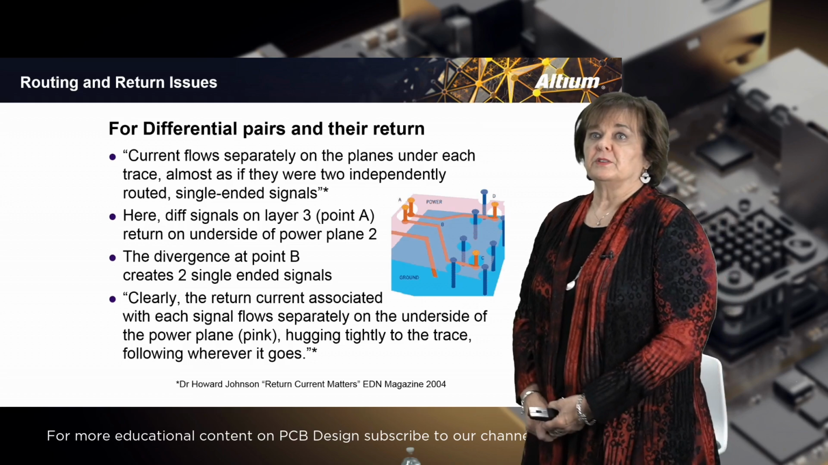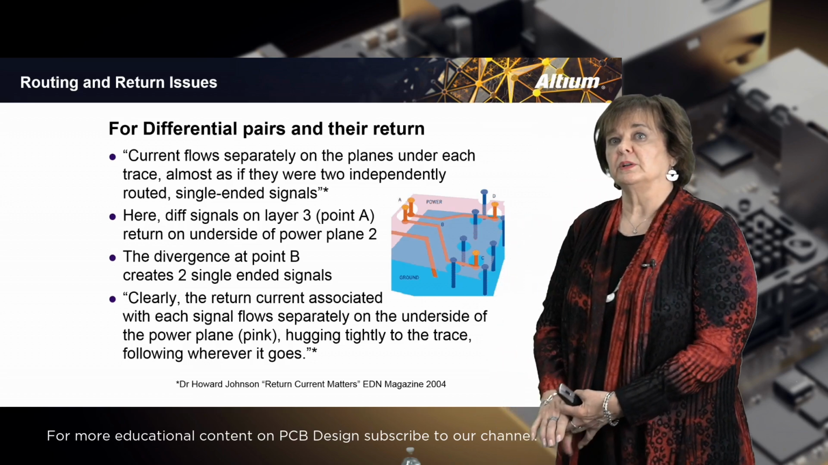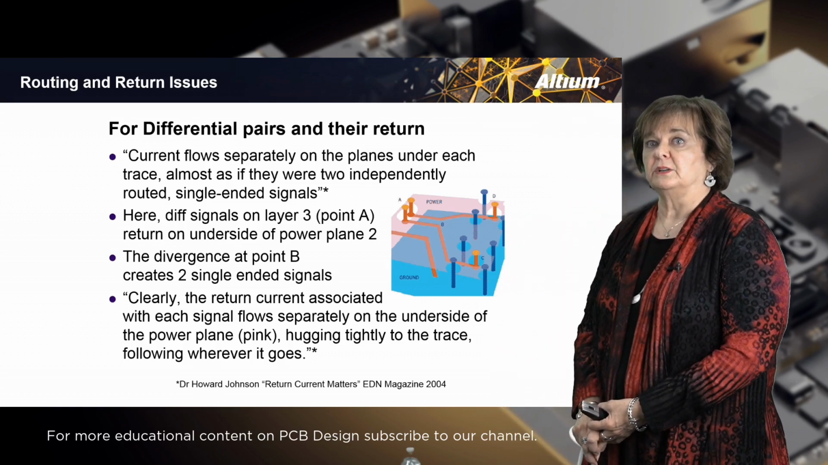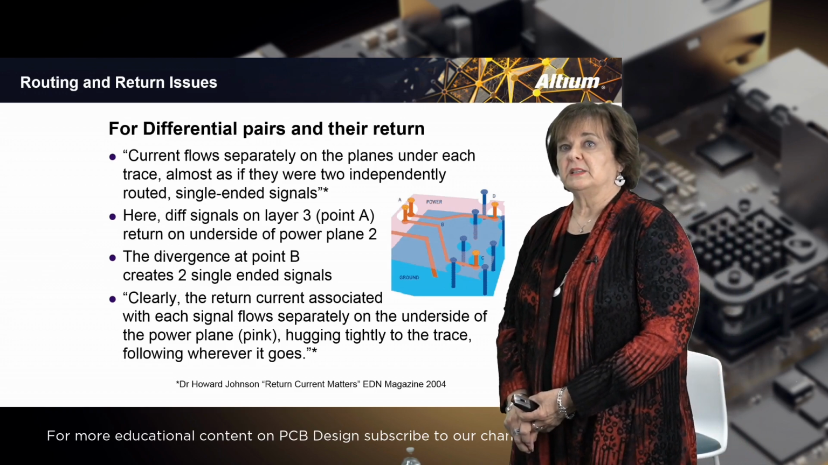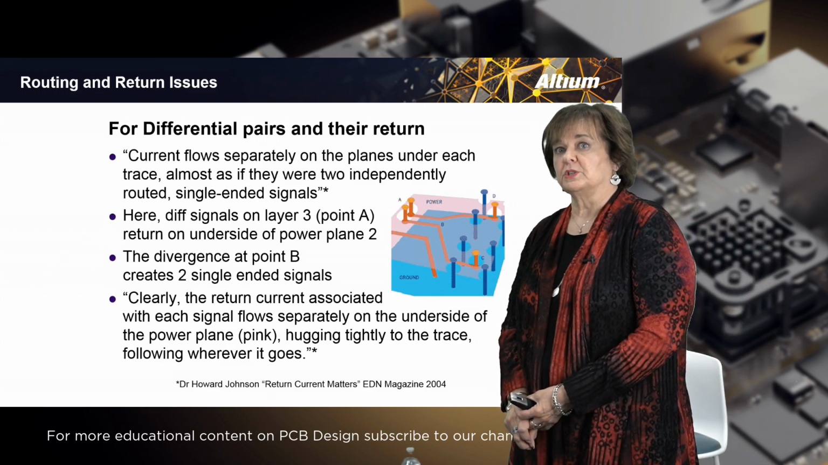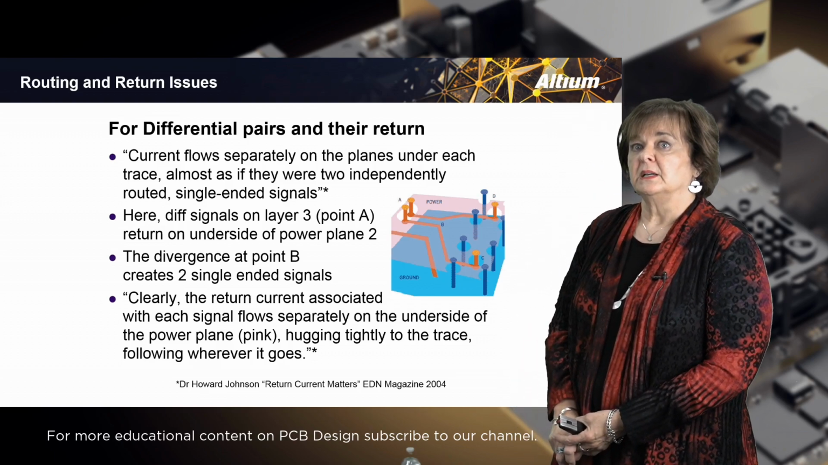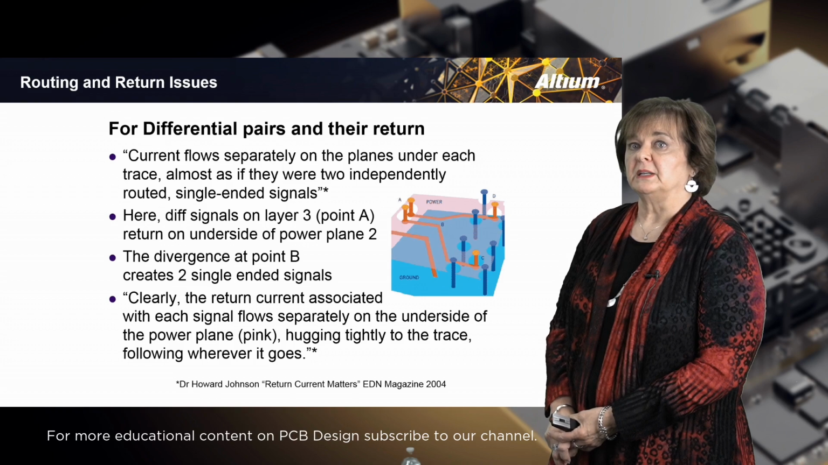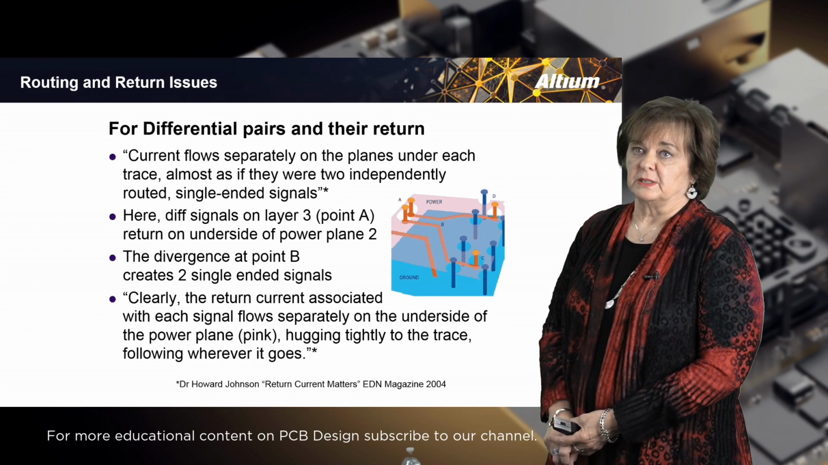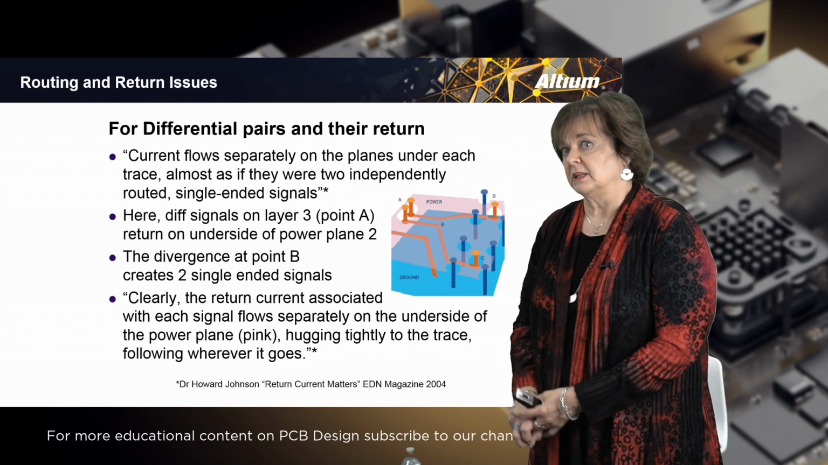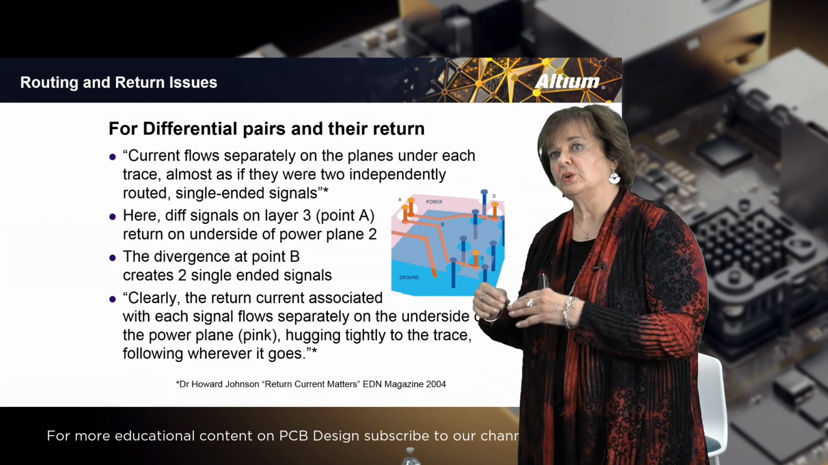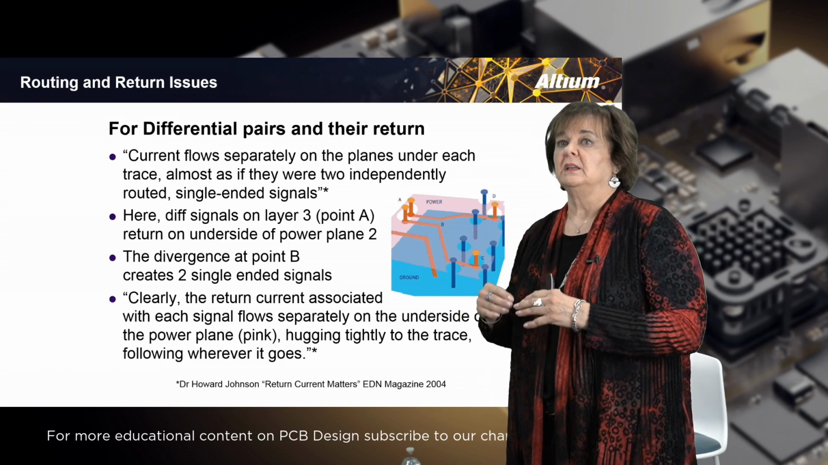For differential pairs and their return, the current flows separately on planes under each trace. This is a quote from Dr. Howard Johnson: the current flows separately on the planes under each trace, almost as if they are two independently routed single-ended signals. So Howard Johnson is saying that the energy, the return, is flowing in the plane, not in between the two.